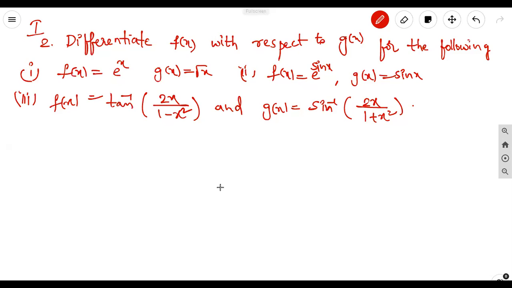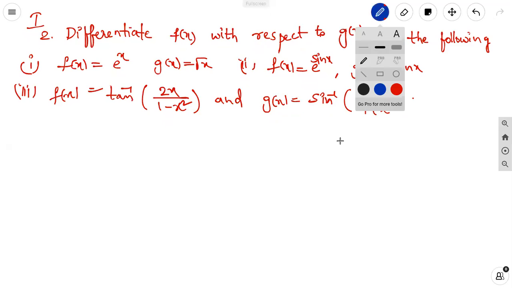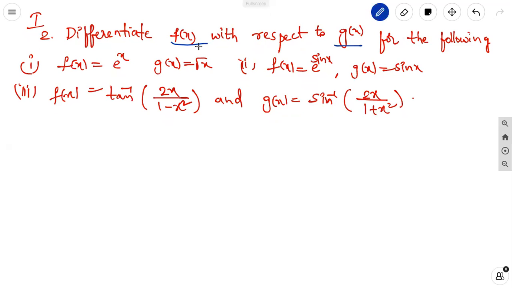First bit, second problem. Differentiate f of x with respect to g of x in the following. First question, f of x equal to e power x, g of x equal to root x. Second one, f of x equal to e power sin x, g of x equal to sin x. Third one, f of x equal to tan inverse of 2x by 1 minus x square, g of x equal to sin inverse of 2x by 1 plus x square.